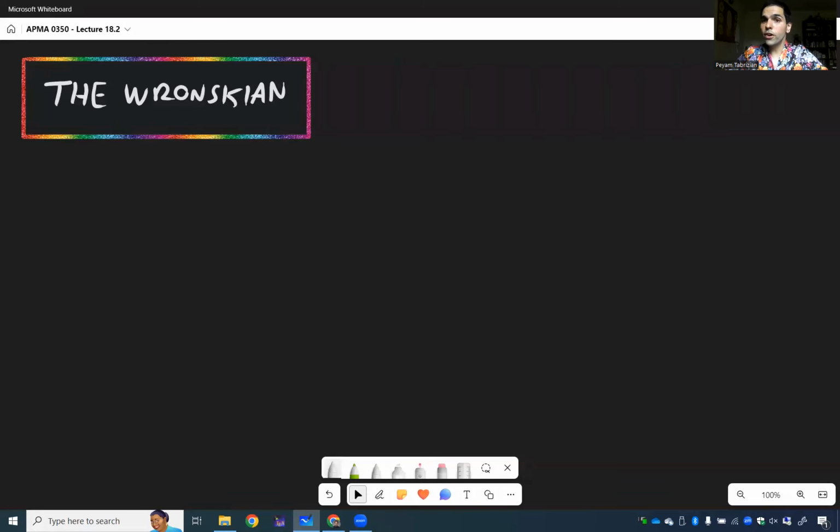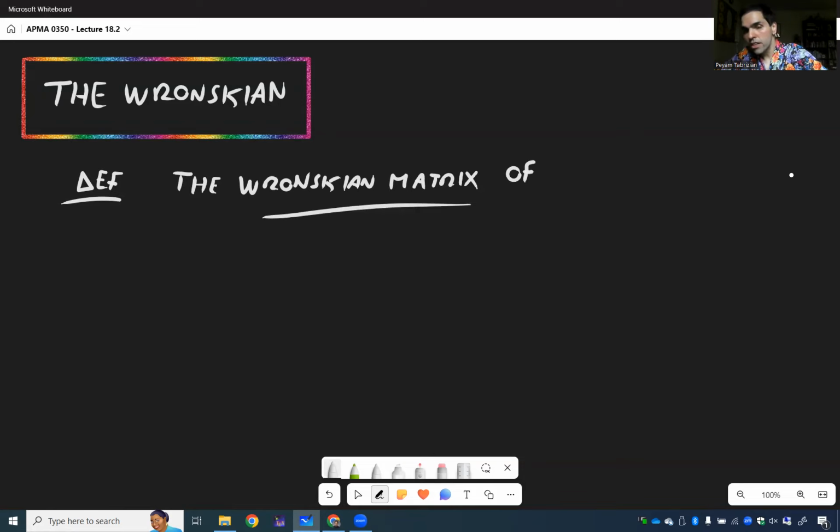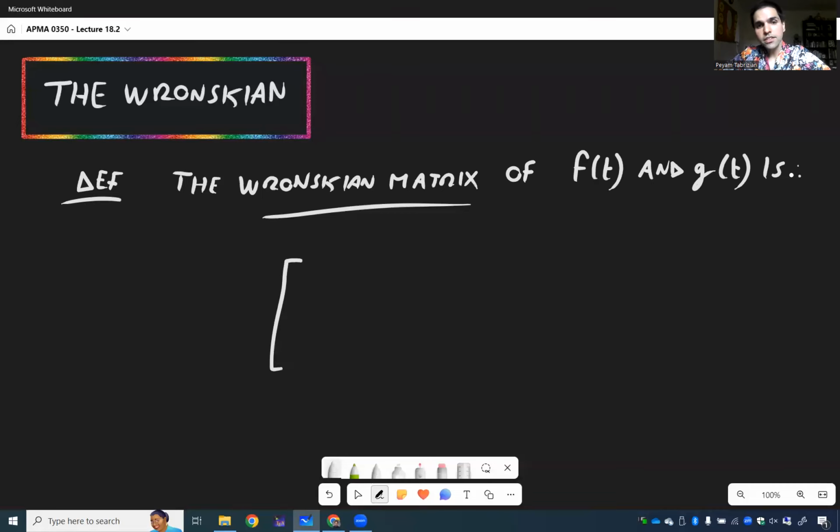This is a very short video, but the second ingredient that we'll need for variation of parameters is what's called the Wronskian matrix. So the Wronskian matrix of two functions, f of t and g of t, is simply the following. On the first row, you put your functions, f and g, and on the second row, you just differentiate everything until you get a square matrix.